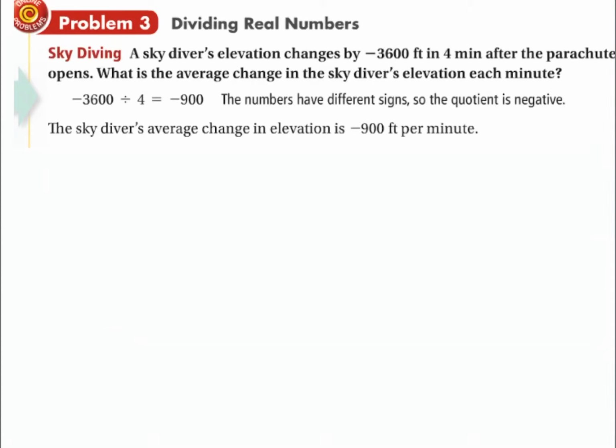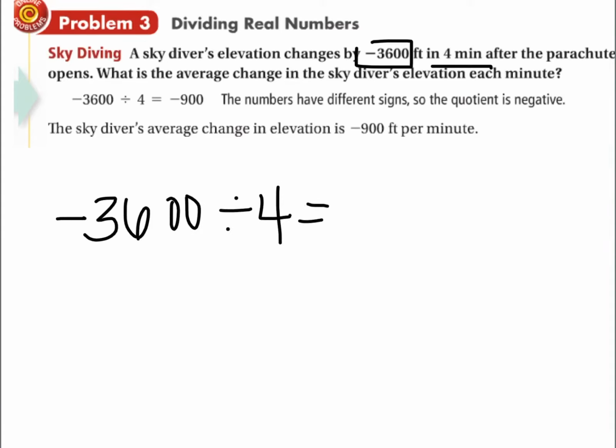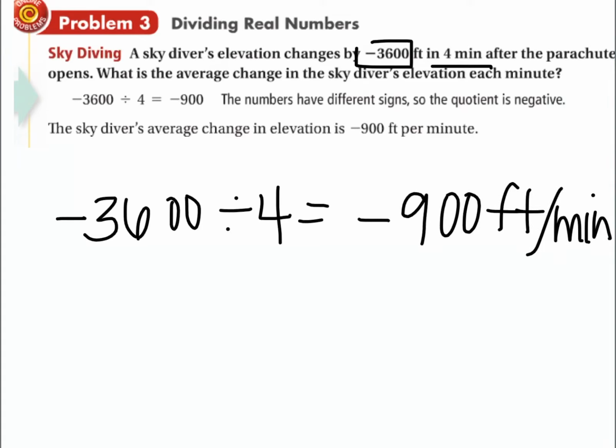A skydiver's elevation changes by negative 3,600 feet in 4 minutes after the parachute opens. What is the average change in the skydiver's elevation each minute? Okay, so I'm trying to figure out how fast this person is falling. So we take the elevation change, the negative 3,600, and we divide it by those 4 minutes, and that tells us that he dropped 900 feet each minute.